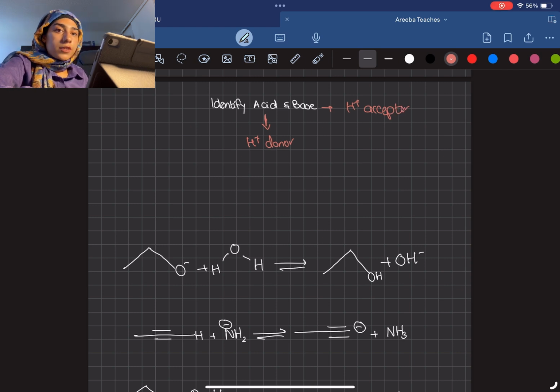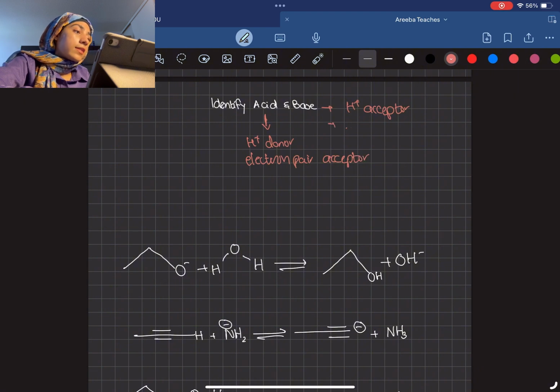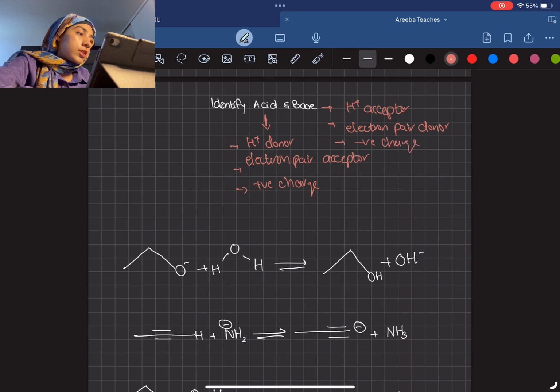But then there's another definition to it. An acid could be an electron pair acceptor. That means that your base can be an electron pair donor. To make it easier, you can always say that something that has a positive charge is an acid, and something that has a negative charge is usually a base.